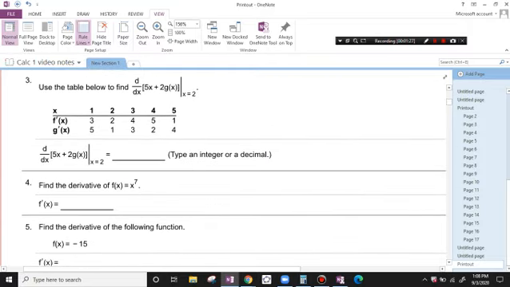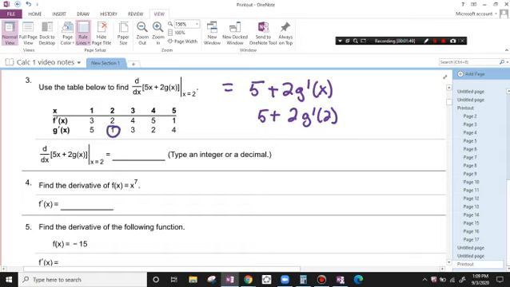Same thing here. The derivative of 5x plus 2 times g of x. Well, the derivative of 5x is 5, plus 2 times the derivative of g. We're going to call that g prime of x. And then at 2, it's 2 times g prime at 2. Then we need to look at the table. g prime of 2 is 1. And so this is 5 plus 2 times 1. 5 plus 2. The answer here is 7.